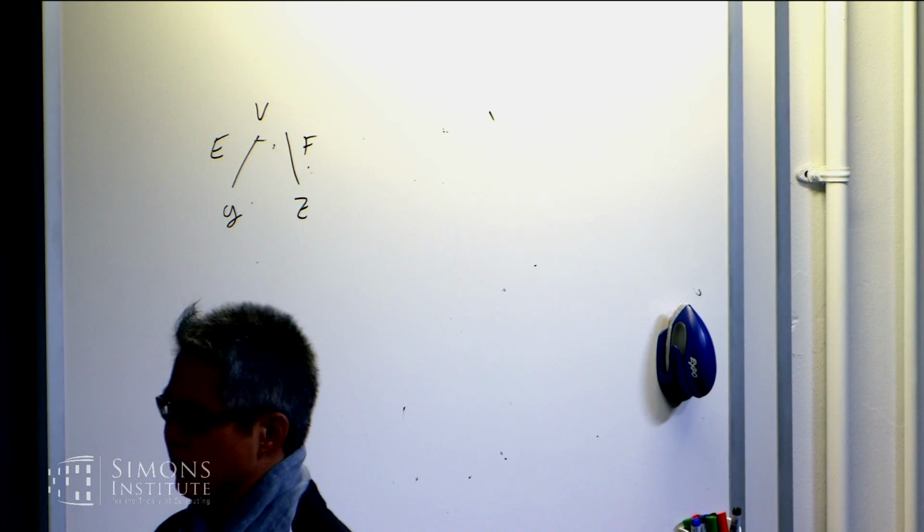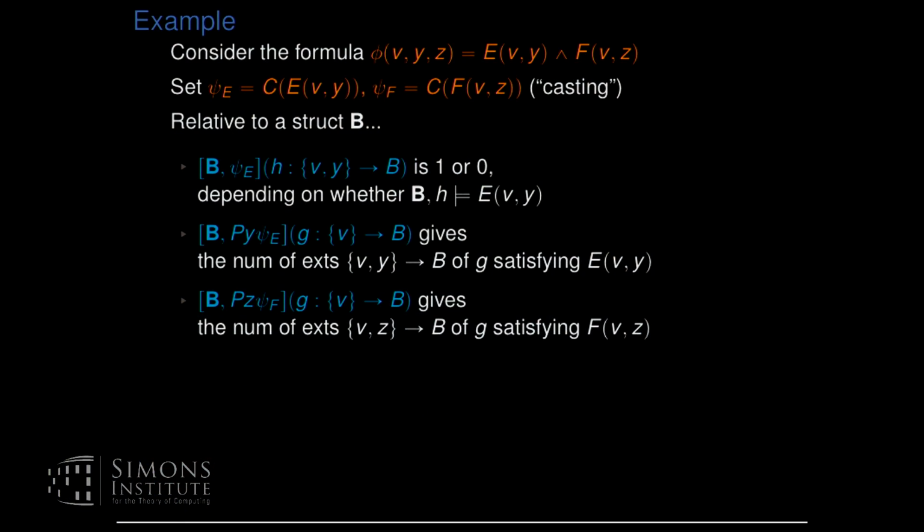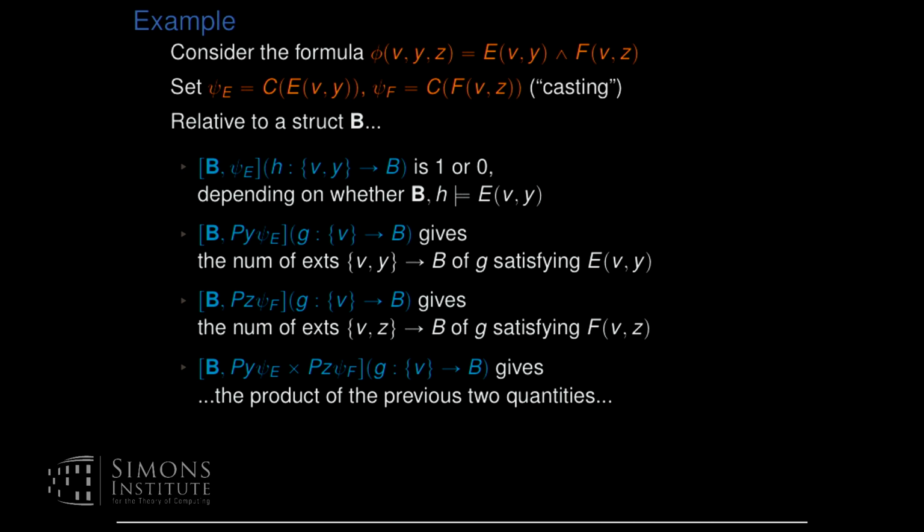Now we can do this for the other atomic formula. If we project away the variable in the other cast version, we get the number of extensions for an assignment to v which satisfy this right-hand part of the formula. And now our logic has a multiplication, which just has the semantics that you think it has. It will multiply the values of the previous two quantities.